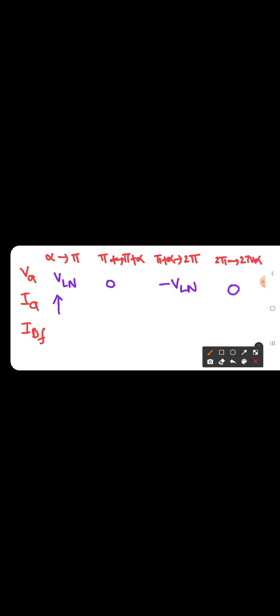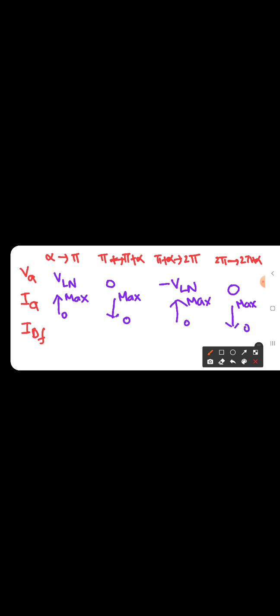Then what about IA? It increases from 0 to maximum. From pi to pi plus alpha, it decreases from maximum to 0. From pi plus alpha to 2 pi, it again increases from 0 to maximum. From 2 pi to 2 pi plus alpha, it decreases from maximum to 0.